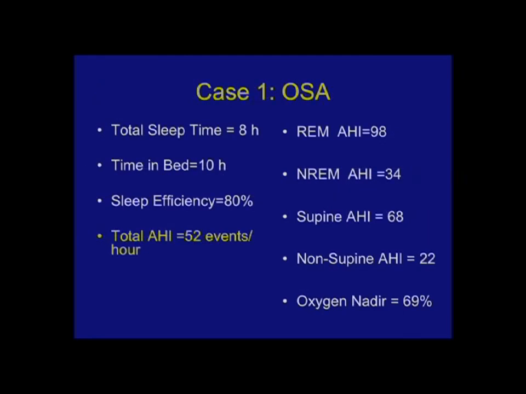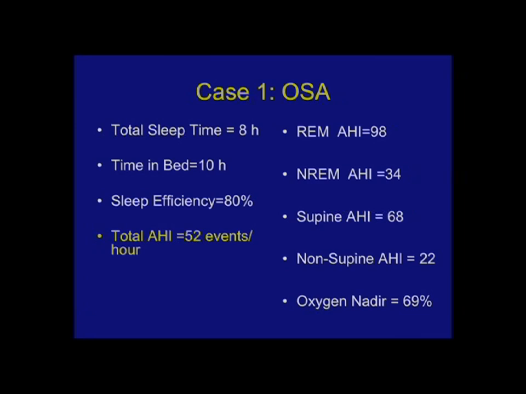There are several other parameters that show up on the sleep report that I just wanted to cover with you. Other points to consider is the total sleep time. Did the patient actually sleep in the lab? One of the causes of a false negative sleep study occurs when a patient goes into the lab and doesn't even sleep. So one of the things to look at is the total sleep time. The sleep efficiency is defined as the total sleep time over the time in bed. And in general, what is considered a good sleep efficiency is 85% or higher.